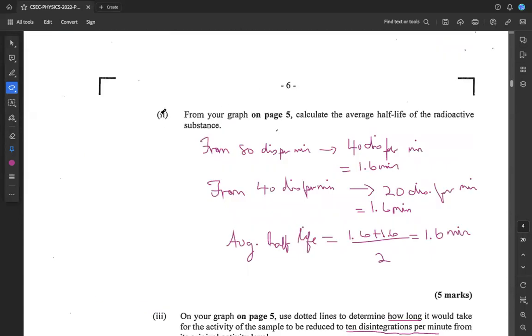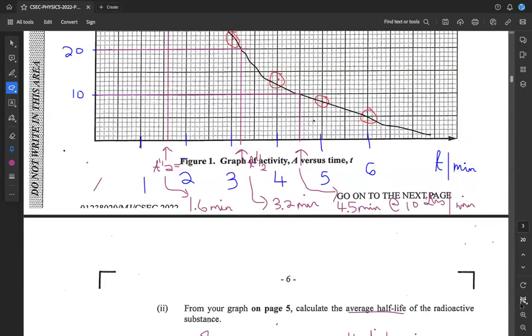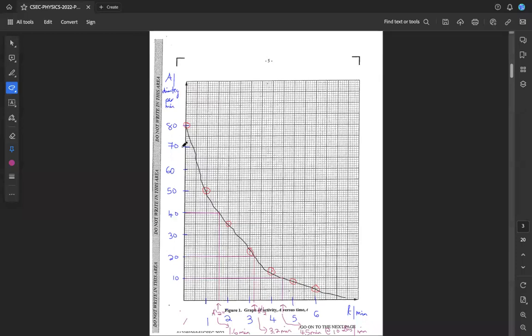On page 6, they're asking us firstly to use our graph on page 5 to calculate the average half-life of the radioactive substance. Let's look back at our graph on page 5. Remember we said half-life is the time taken for either the activity or the mass to decrease to half of its initial value. For this question, we started out with an activity of 80 disintegrations per minute. So I decided to choose 40. The time taken to go from 80 to 40 would be 1 half-life.